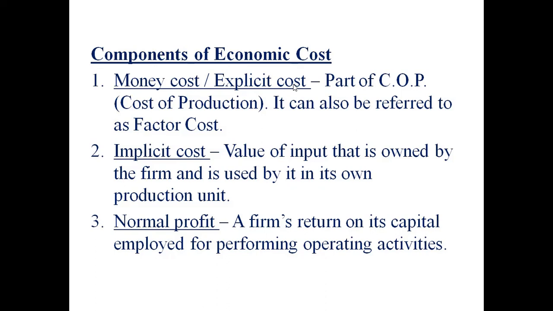Okay, if you are a producer, an owner of a shop, and the money that you are paying for hiring labor is known as the explicit cost. In simple terms, if you are paying for the raw materials, paying rent, paying wages and salaries to your workers, that is known as explicit cost. Now implicit cost. I don't want to go into the definition for this implicit cost. Let me just give you an example.